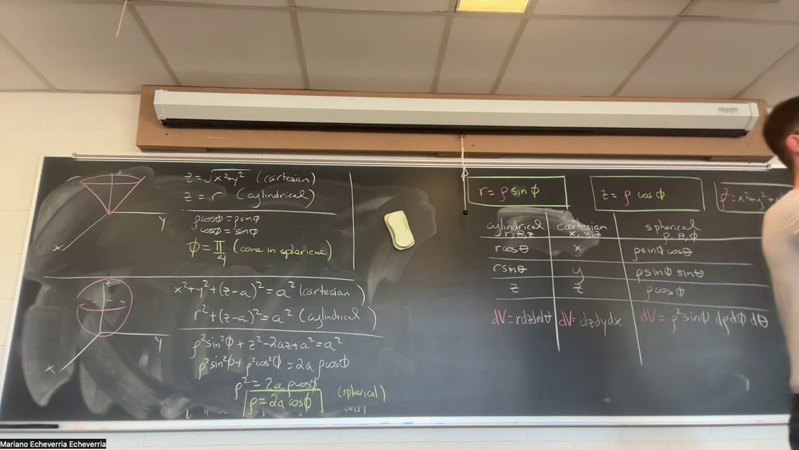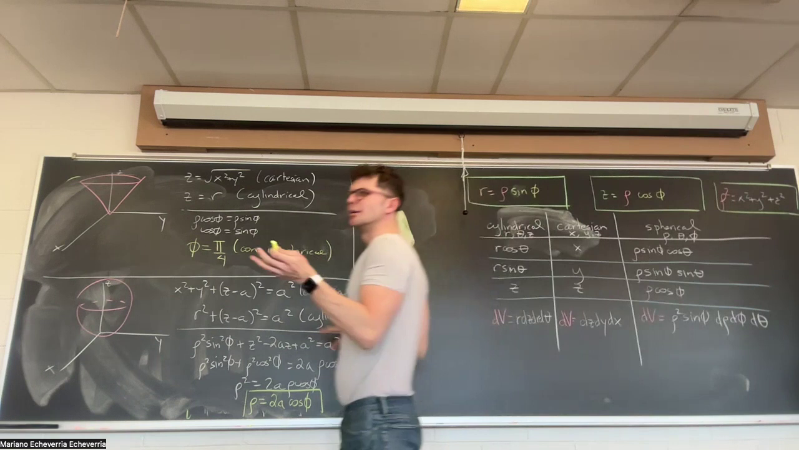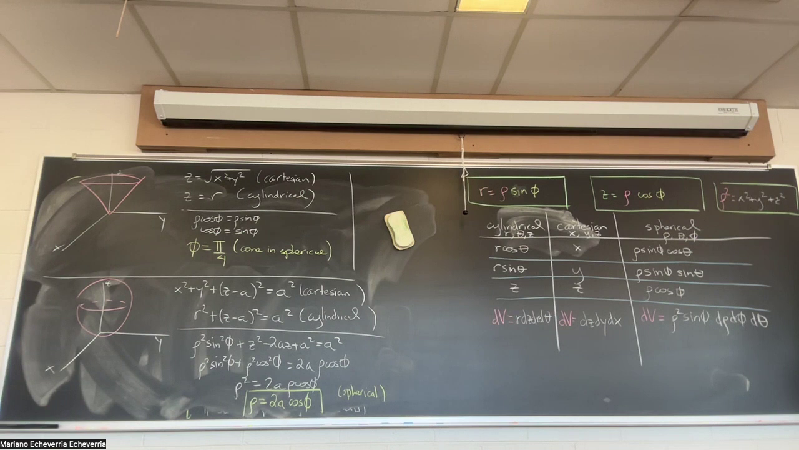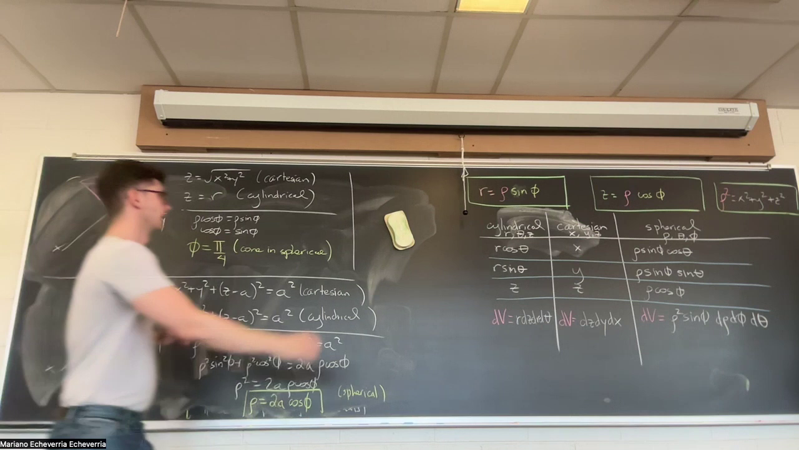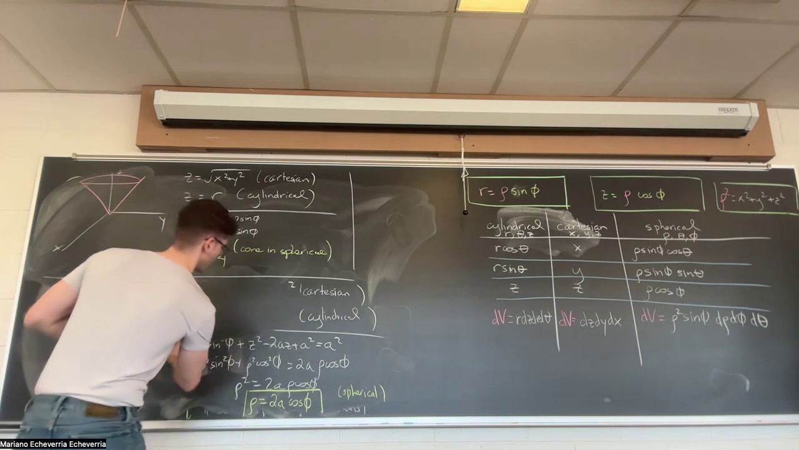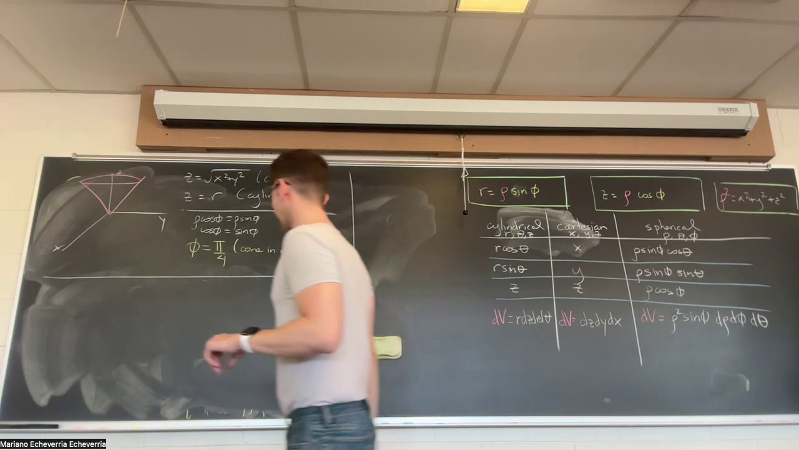It takes some time to get used to it because it may look a bit too simple, but the cone is supposed to look nice in spherical, so that's fine. That is the idea for those. Is that making sense? Okay, what about the paraboloid? Let's do the paraboloid because that one is fun and also a very common one.